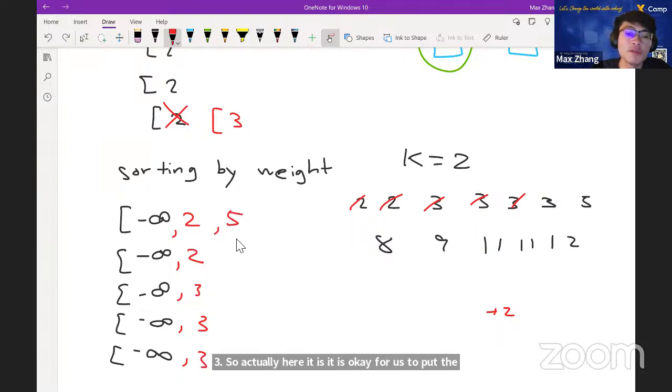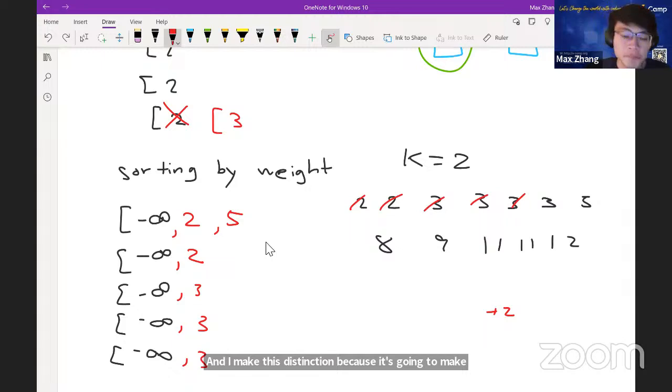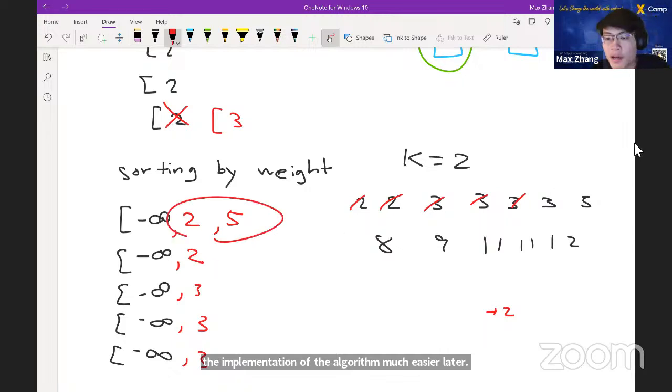Let's just place it on top of the 2 for now. And I make this distinction because it's going to make the implementation of the algorithm much easier later. So let's say I place the 5 here. Now the 5 is done.